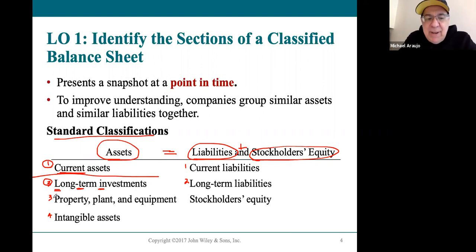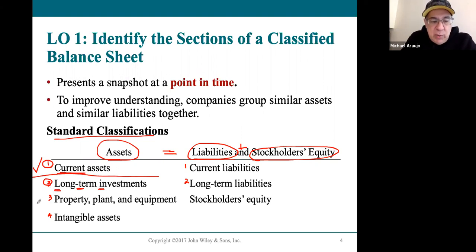Not a lot of companies have long-term investments. All companies that you'll see will have current assets because they all have cash, they all have supplies or inventory. Every single company you see will have current assets, so you have to know that section. In terms of long-term investments, not a lot of companies have them, but it is a classification that you need to know on a classified balance sheet.